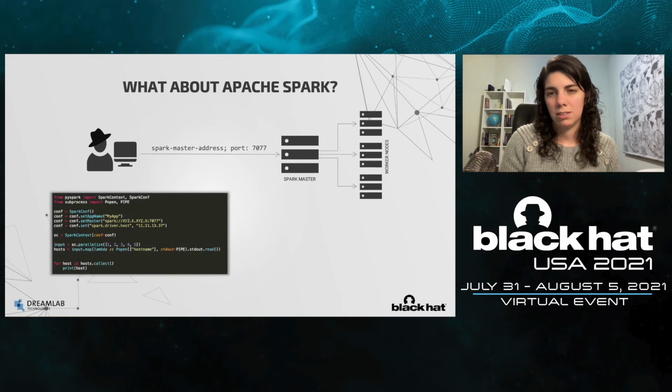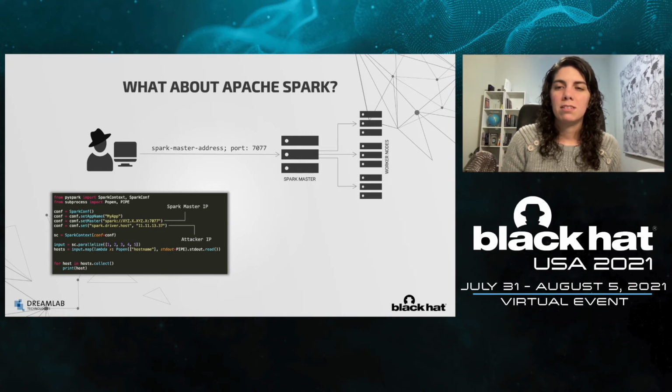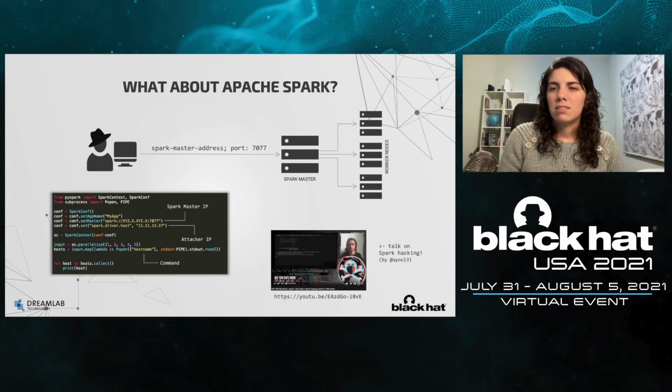Here we have an example. This small code will connect to the Spark master to execute the hostname command on the cluster's nodes. So we have to specify the remote Spark IP address, our IP address to receive the output of the command, and the command itself. Then we can run this script from our machine. We don't really need anything else. It's pretty simple. But I'm not going to talk in depth about this because there is already a talk 100% dedicated to Spark that was given at DEF CON last year. I truly recommend watching this talk.